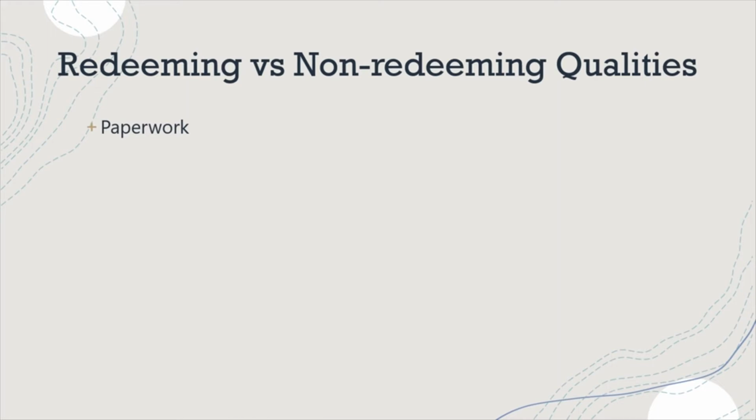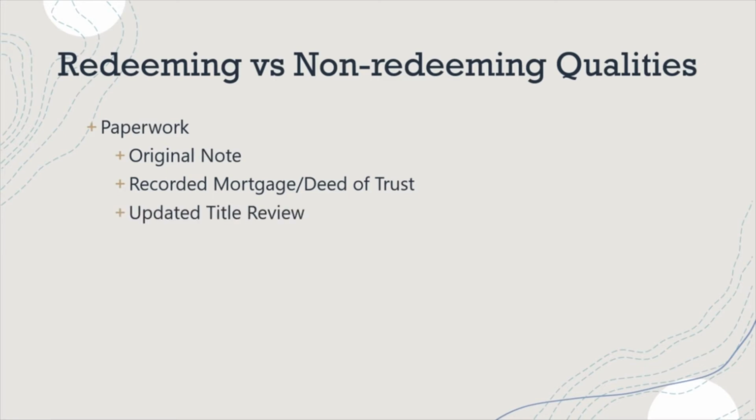All right, we're going to cover the paperwork on this segment concerning the redeeming versus non-redeeming qualities. The original note, or the promissory note, gives you the right to collect. It spells out the terms of repayment, and it gives you the right to collect those payments. The security instrument, or the mortgage, deed or trust, essentially gives you the right to take the property back via foreclosure if the borrower defaults.